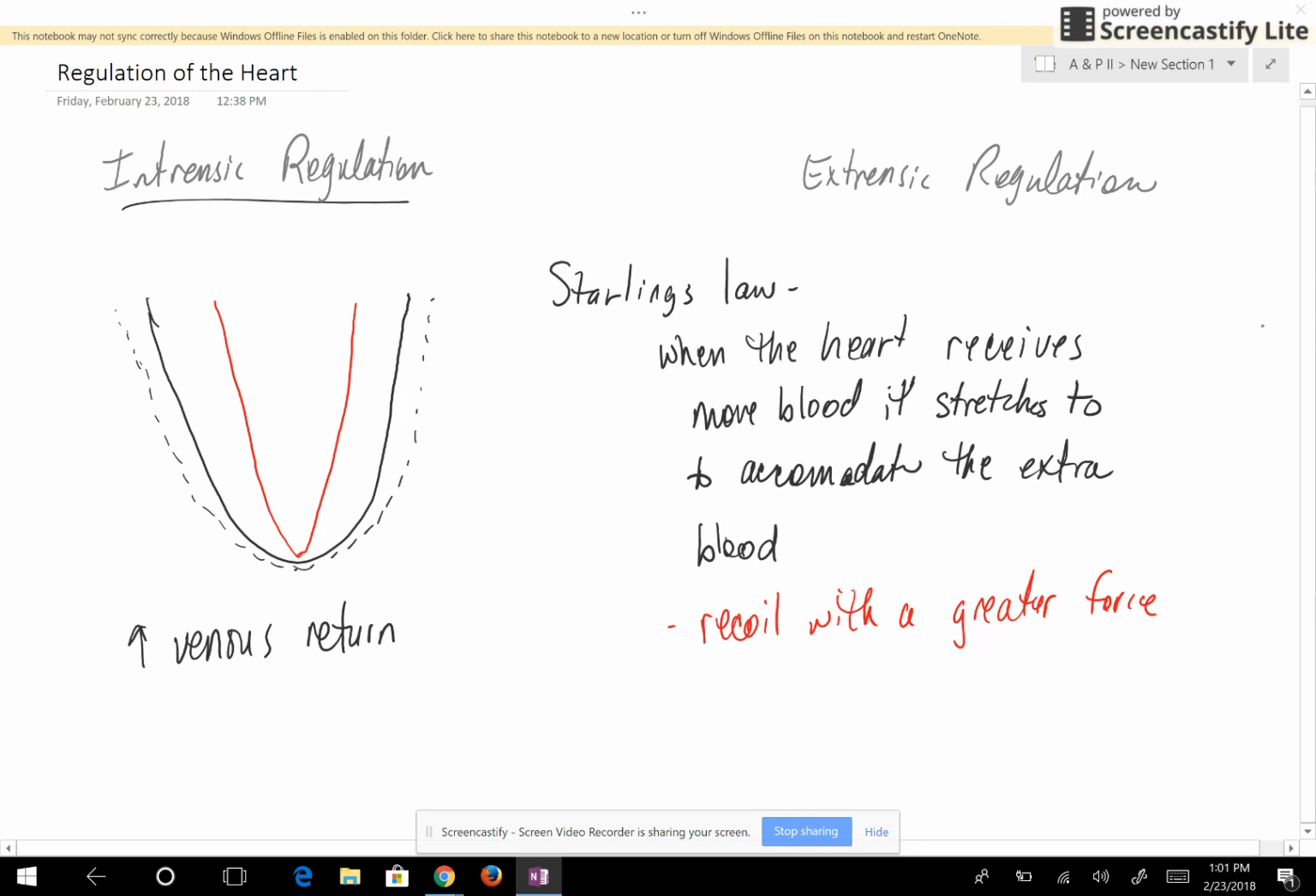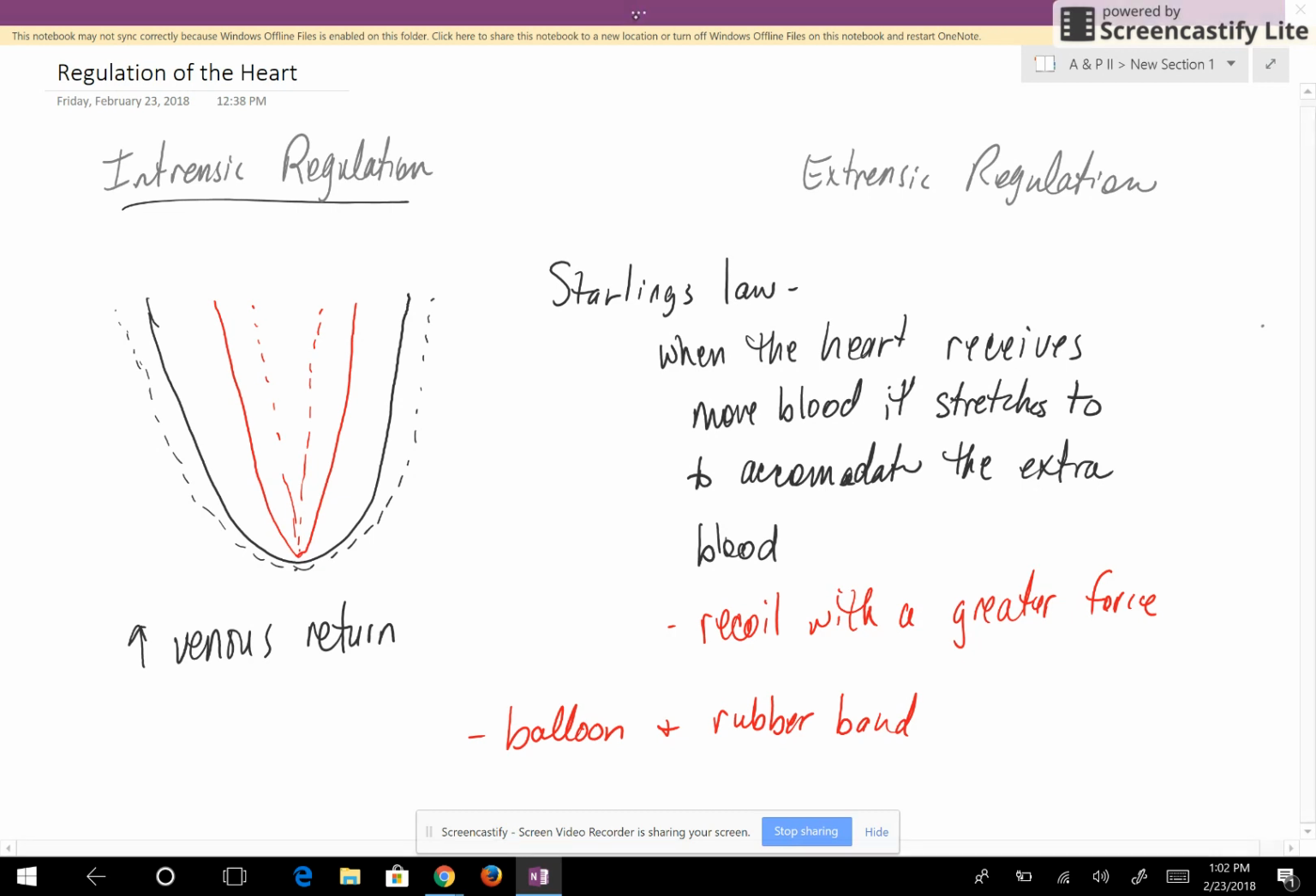of the heart. We have our dotted line, and that represents the size of the heart whenever it has received more blood from the veins, or as venous return is increased. So here's our dotted line showing the size of the ventricle after contraction if venous return has increased. So you can see that if more blood goes to the heart, it stretches, it accommodates that extra blood, and then it's going to recoil with a greater force. If you remember in class, we had those examples of the balloon and the rubber band. And that's going to be intrinsic regulation.